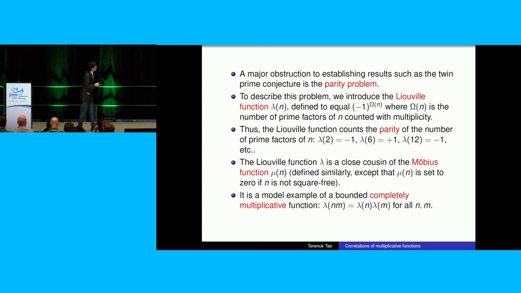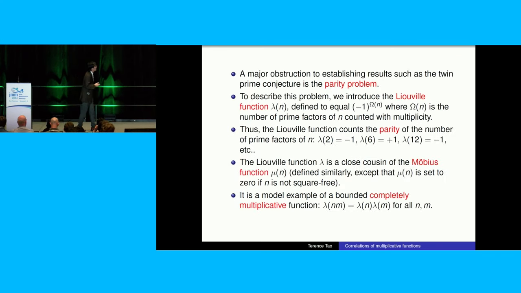Only in very rare cases have we been able to breach this barrier. It's called the parity barrier, or parity problem. And the twin prime problem, unfortunately, is on the other side of the wall. And so are many other problems that are famous and unsolved in number theory, the Goldbach conjecture, for instance.